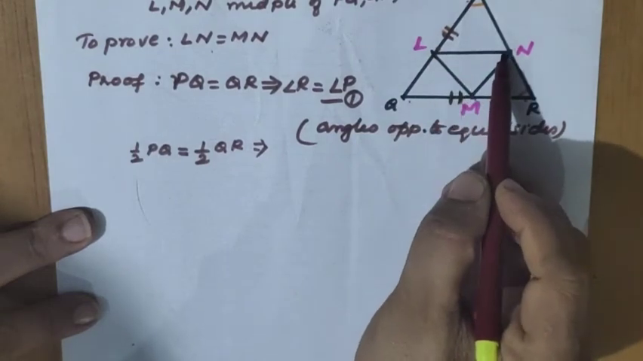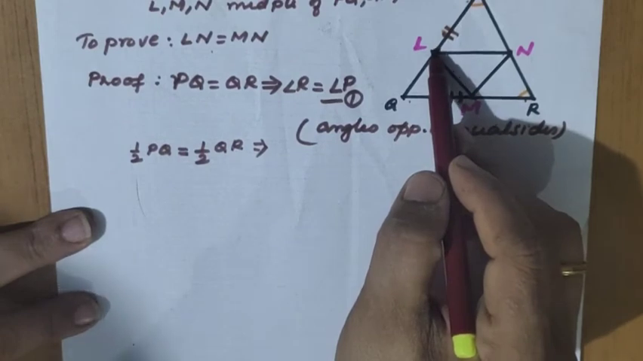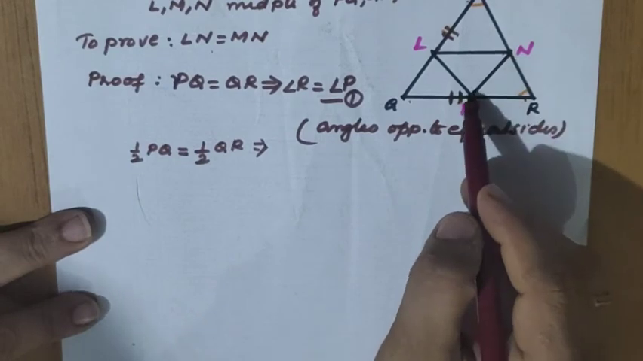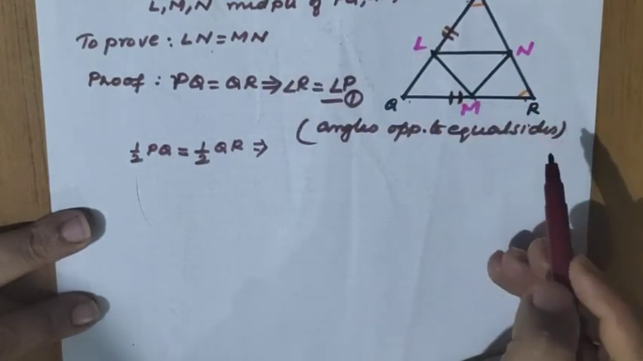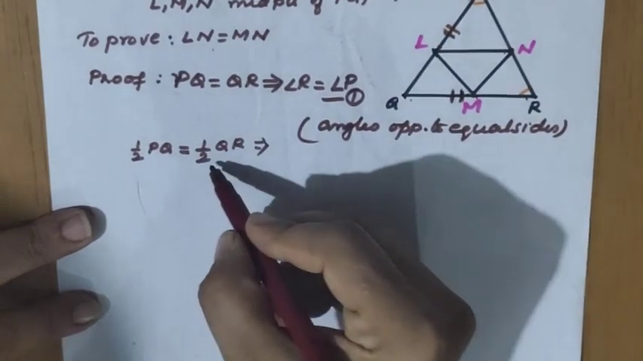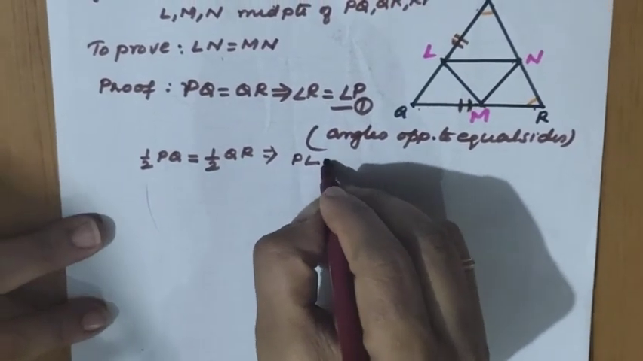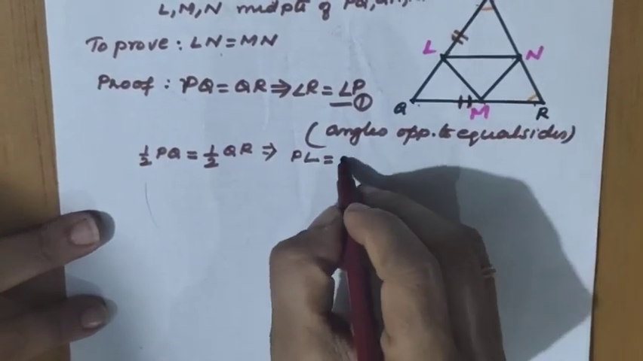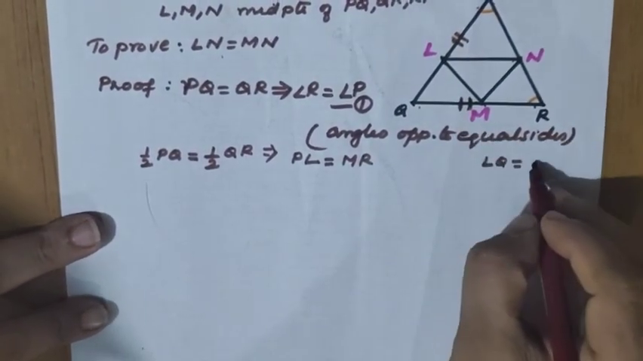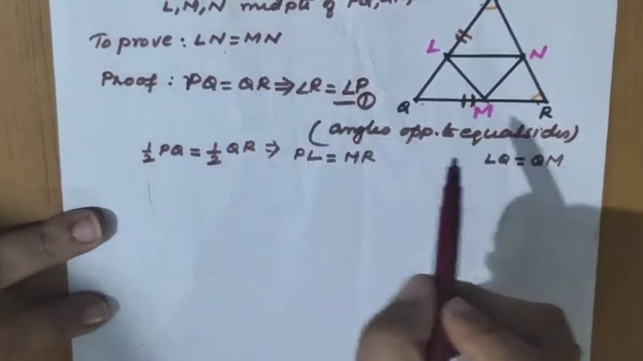So LN comes from the triangle PLN, which means this PL is half of PQ. Similarly, MN is one of the sides, so MN we have to take for getting triangle MNR. So what we can write is half PQ and half QR, which means we can selectively think about PL equal to MR. I can write the same thing, LQ equal to QM also, but that is not required for the proof, because LN is the side we need.